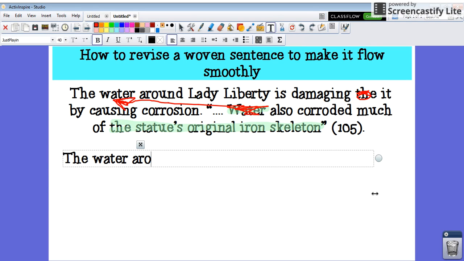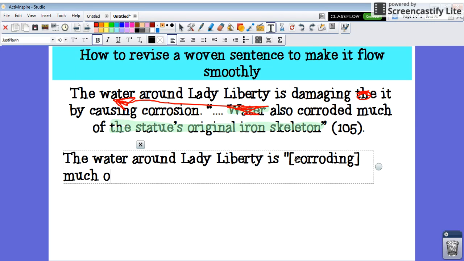The water around Lady Liberty is, and this is where I'm going to use the quote. I'm going to do "corroding." All right, I have to put brackets around that because the original is "corroded." So I'm changing the grammar. "Corroding much of the statue's original iron skeleton."